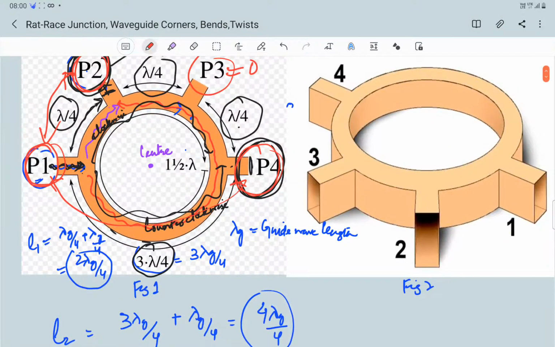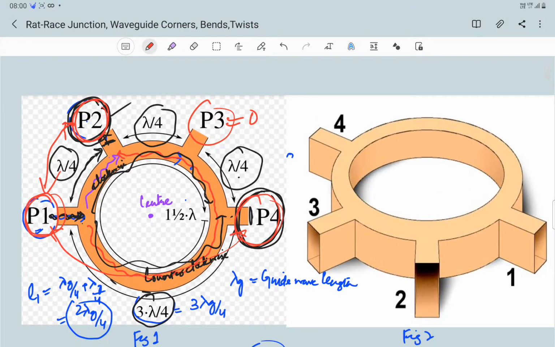Likewise, we can connect or feed a signal at any port. If I feed a signal at port 2, for example, it will again get split into two parts. One wave flowing in clockwise direction, other wave will flow in anti-clockwise direction. And at any port, we can see whether the phase difference between the two waves reaching that port is 180 degrees or 360 degrees. If the phase difference is 180 degrees, they will cancel out. And if the phase difference is 360 degrees or 0 degrees, they will simply add up.